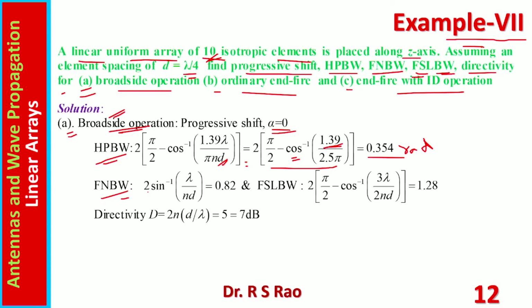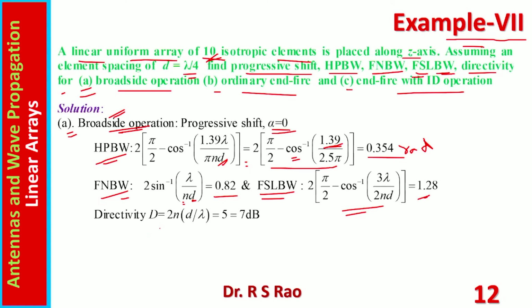First null beamwidth is given by 2 sine inverse lambda by N d. N is 10, it is given. D is lambda by 4. Substitution gives us a value of 0.82 radians for first null beamwidth. First side lobe beamwidth is twice pi by 2 minus cos inverse 3 lambda over 2 N d. Substitution of the given values results in FSLBW as 1.28.